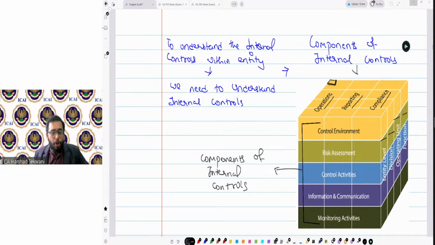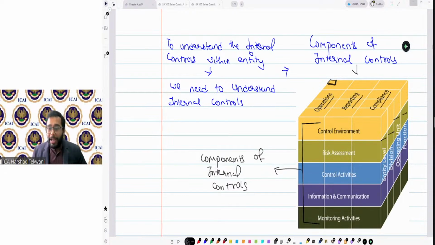When I say control environment on the top, the first component. Now you will say how control environment is a component. Like if control environment is something we need to understand. No. That's why I change the words over there to avoid the confusion.